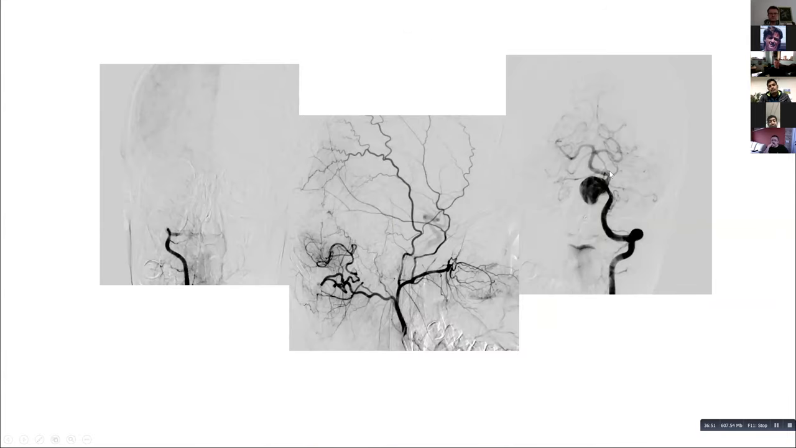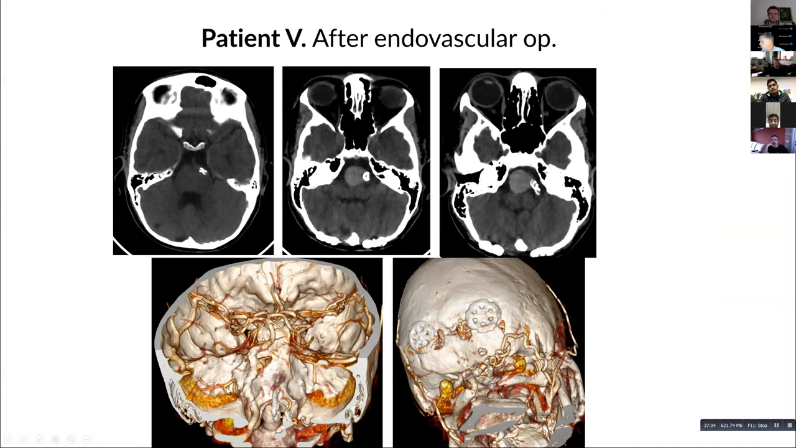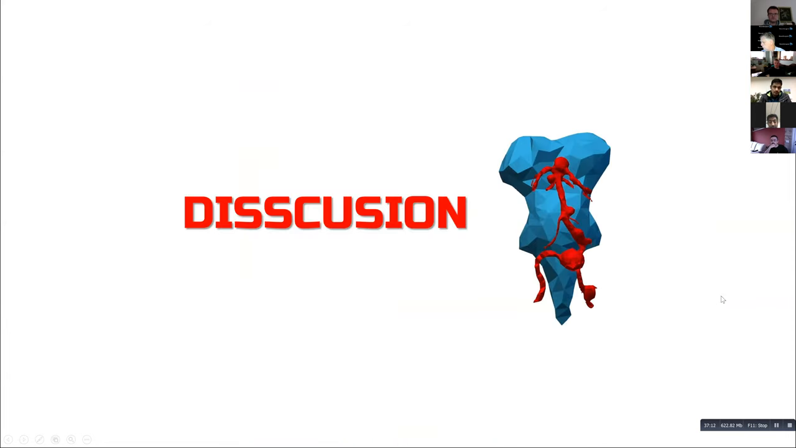Then later on, we performed the endovascular stent placement as the second part of the treatment. About 2 months later, we implanted the pipeline here, and you can see the result. Here's the pipeline. Here is the trapped aneurysm with the revascularized PICA. So the patient is doing nicely.